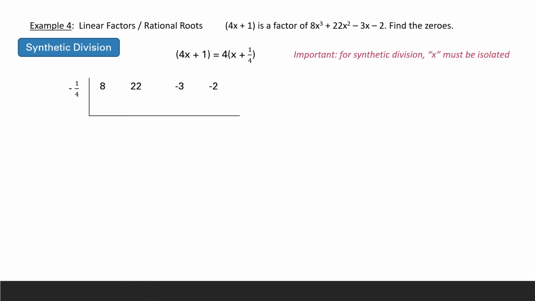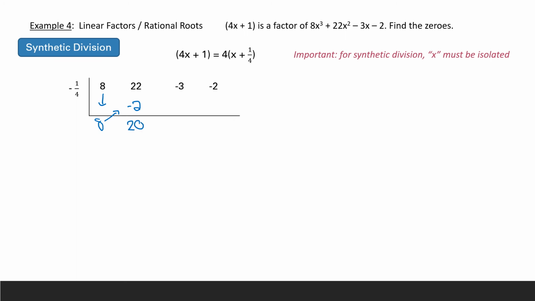So our next step, now we're just going to go ahead and start doing the synthetic division as we have before. So the 8 comes down. Now we have to do negative 1/4 times 8. Now that works out nice and evenly, so we don't have any extra fractions. Negative 1/4 times 8 is negative 2. And we add these. That's another bonus of synthetic, you're adding instead, well, we will be doing 22 subtract 2, but we don't have to worry about another negative sign. That gives me a 20.